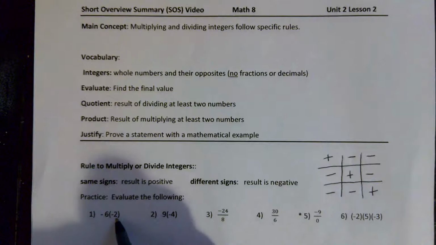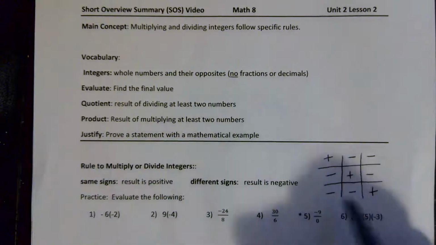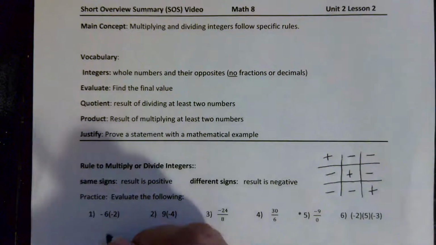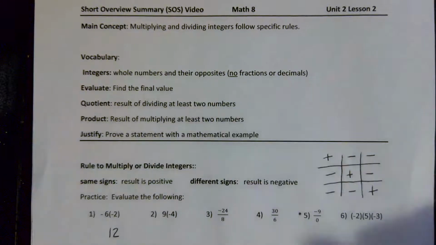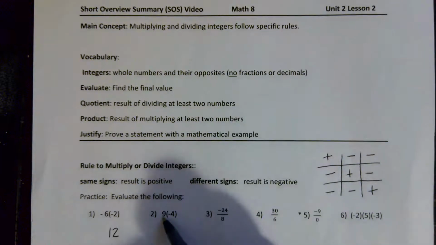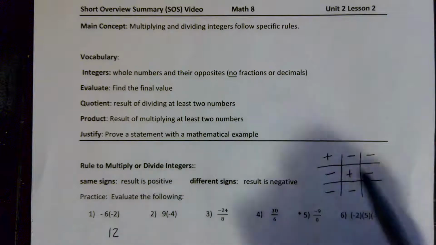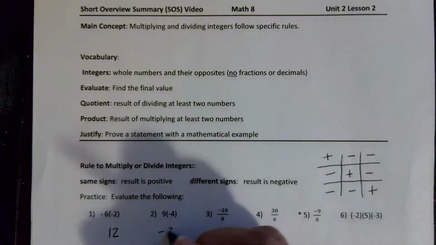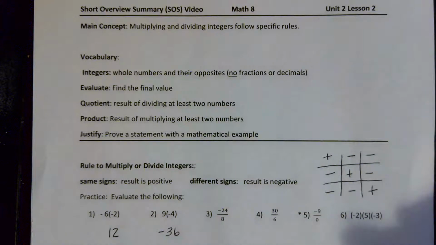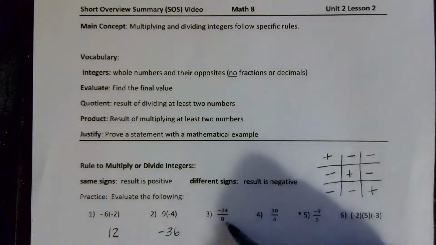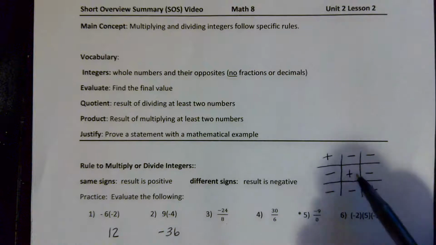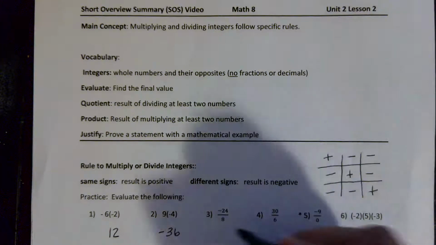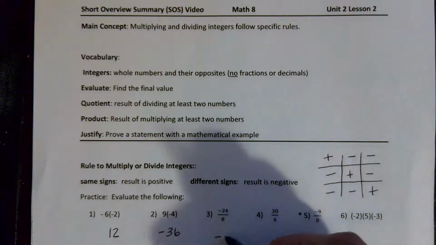A negative 6 times a negative 2, well, a negative times a negative is a positive. So that would be a positive 12. A positive 9 times a negative 4, well, a positive times a negative is a negative, and that would give us negative 36. A negative divided by a positive would be a negative, and 24 divided by 8 is 3.